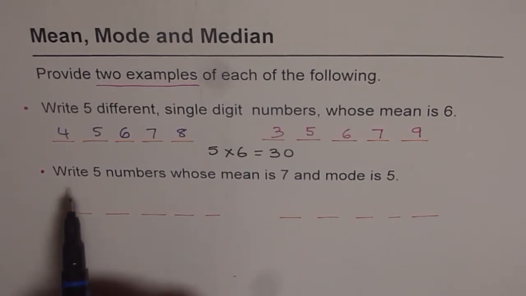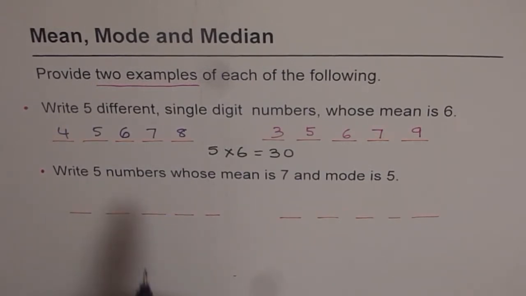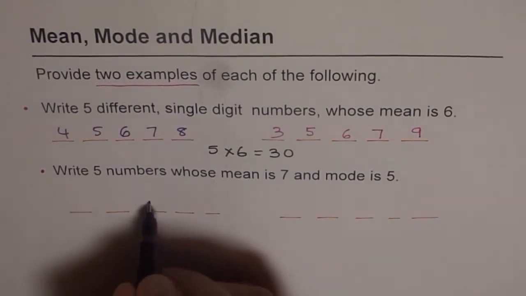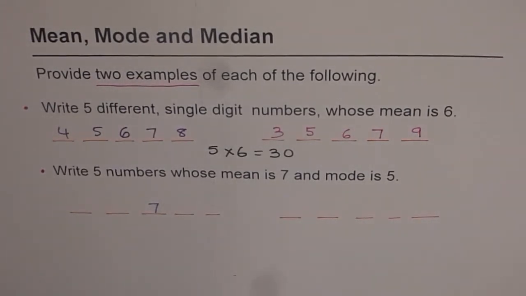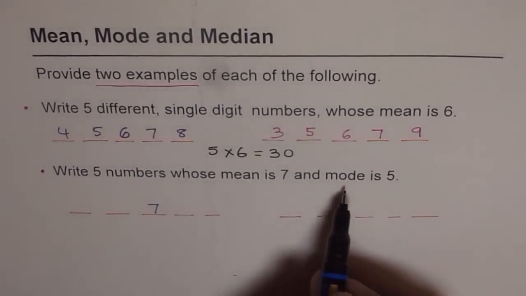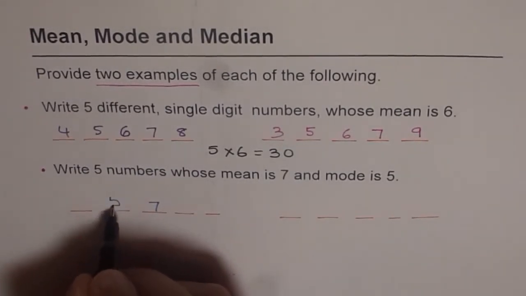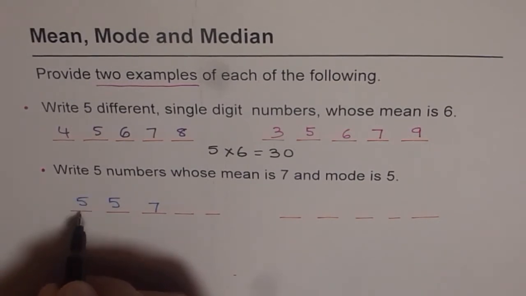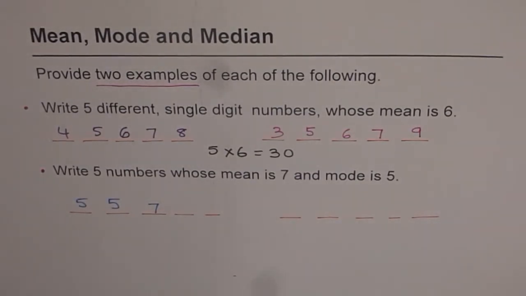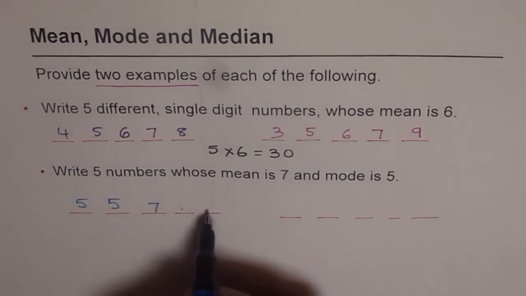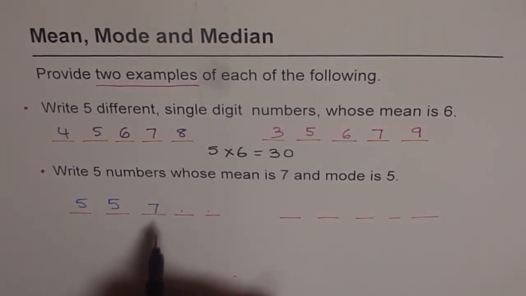So let's read it once again. Write 5 numbers whose mean is 7. So let's write 7 in the center for the time being. It's easier, right? Mode is 5. So let us consider 2 5s. So that means we have a mode of 5. Now these two numbers should be different and they have to be more than 7. What could these numbers be? That is what you have to answer. How can you find these numbers?